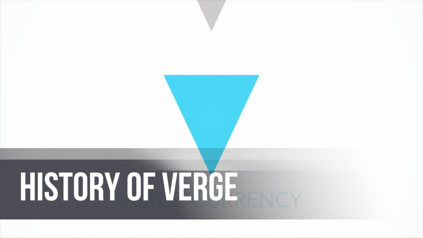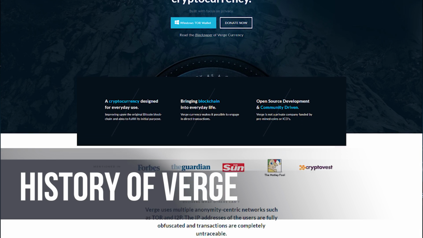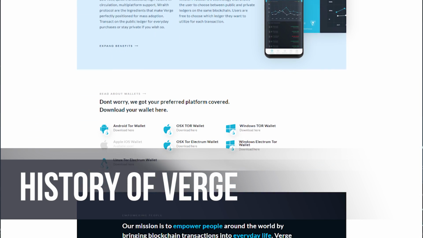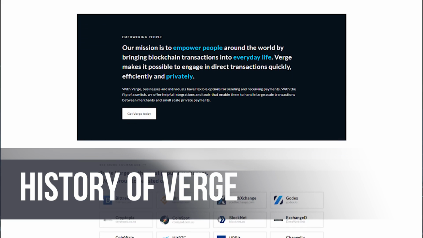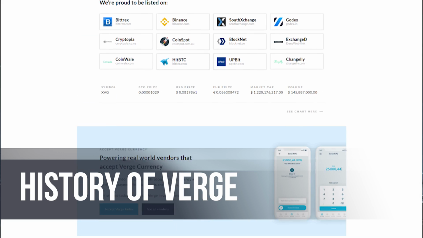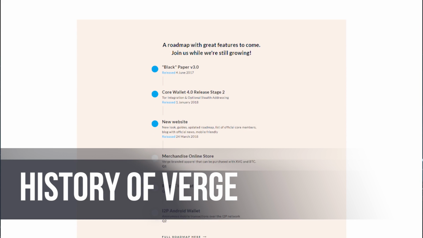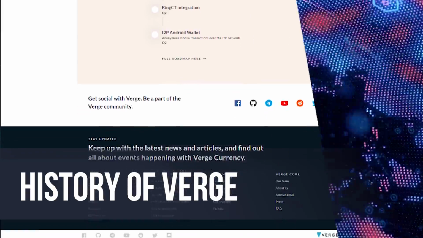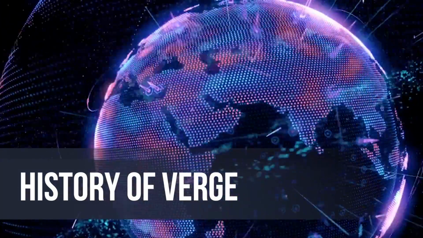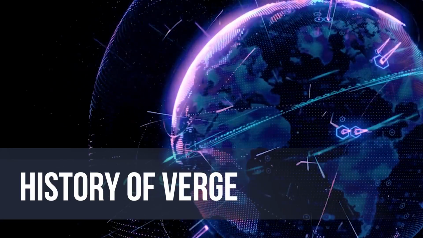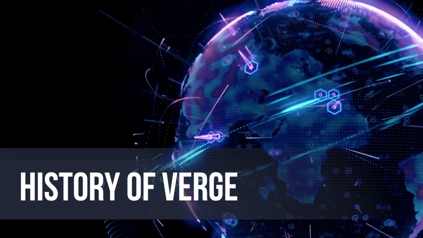market. History of Verge. Verge was launched in 2014 and was first named Dogecoin Dark. It rebranded itself as Verge in 2016. The mission of the team is to bring cryptocurrency to daily transactions, giving both individuals and businesses flexible payment options. The WRAITH protocol is the key to this flexibility, allowing users to choose between private and public ledgers. Verge is completely community-driven. No ICO was organized, nor are there any pre-mined coins. It is built on the Bitcoin blockchain network.